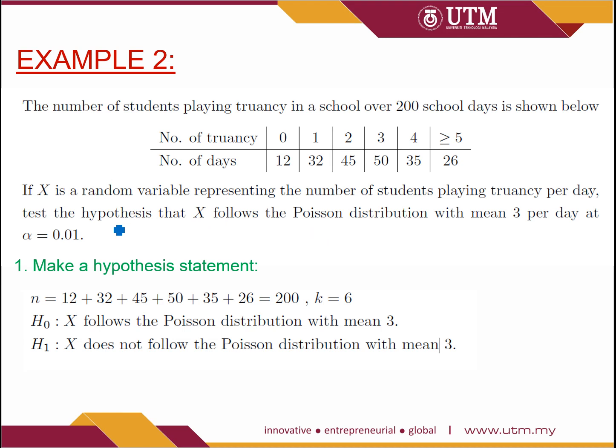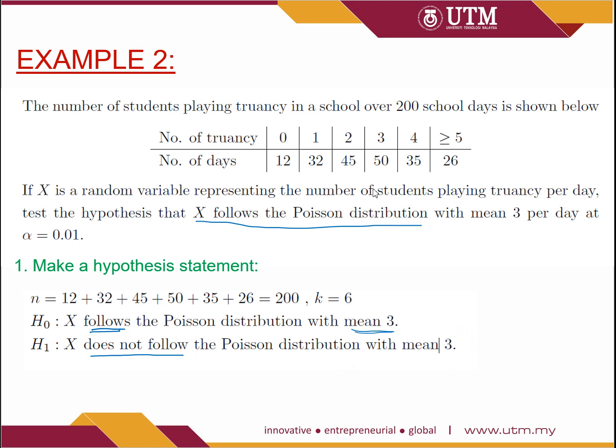So now they want you to test the hypothesis that X follows the Poisson distribution. So that means now your H null must be follows the Poisson distribution with mean 3. Okay, don't forget to write mean 3. Just rewrite the sentence. And the alternative hypothesis is that X does not follow, it should be the opposite of your H null, does not follow the Poisson distribution with mean equal to 3.